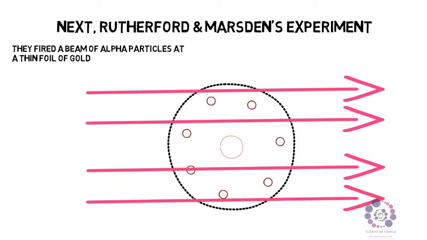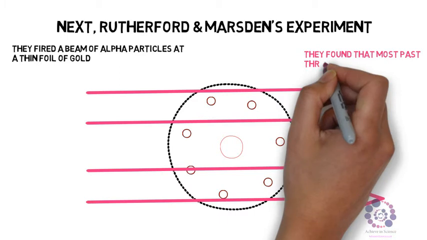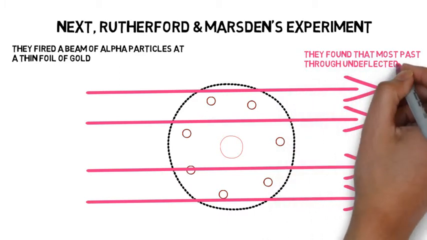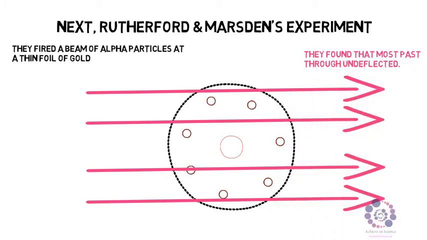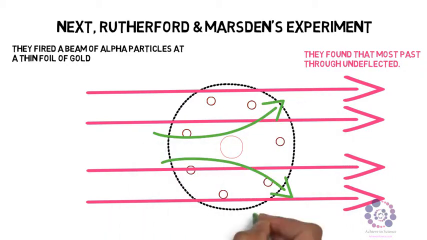These were fired, and what they found was that most of them passed straight through and were undeflected. Secondly, they found that some were deflected as they did pass through the gold foil. And finally, they observed that some bounced back.